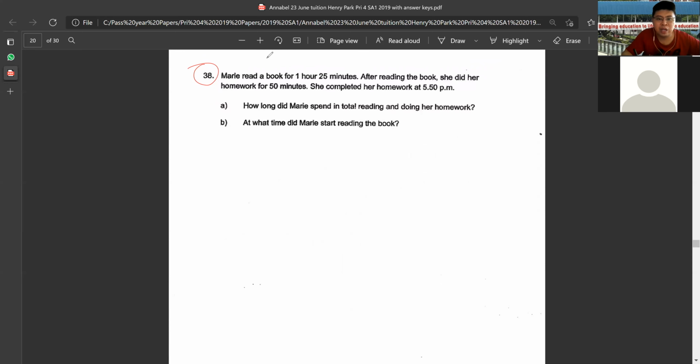Maria read a book for 1 hour, 25 minutes. After she read the book, she did her homework for 50 minutes. So she read the book for 1 hour, 25 minutes. After reading, she did her homework for 50 minutes. She completed her homework at 5:50.